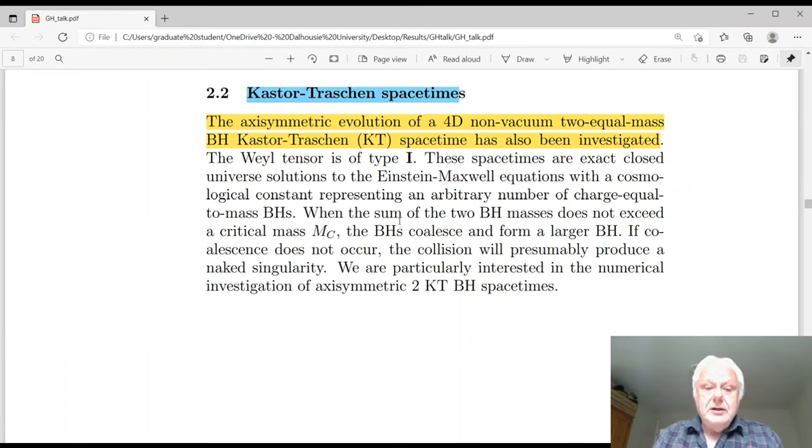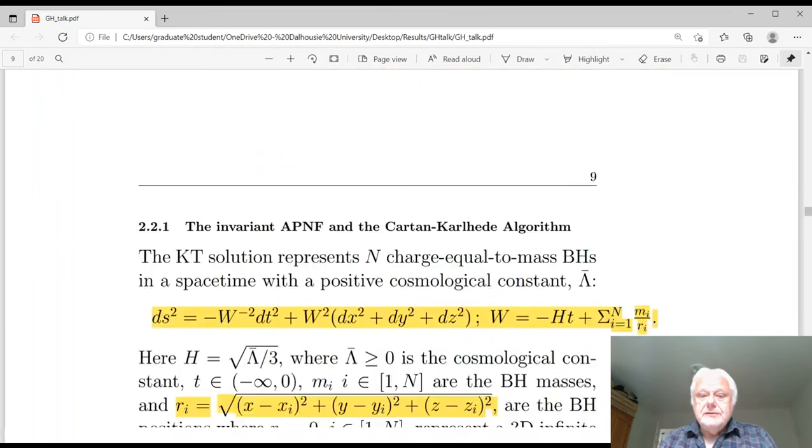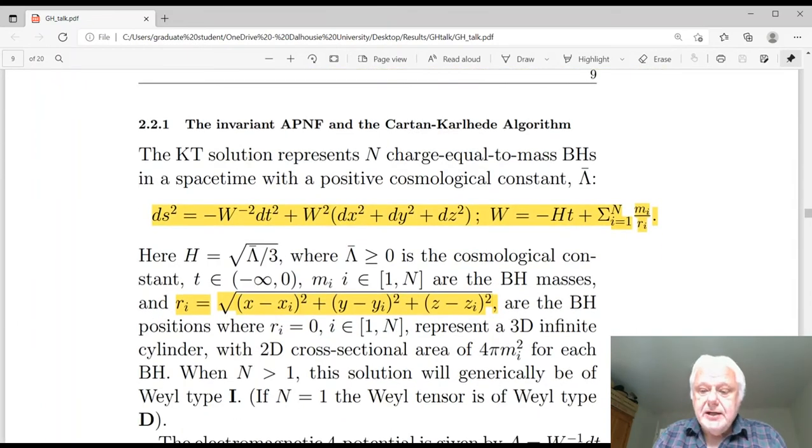In the non-subcritical case, they actually don't coalesce. So this can be used for analytical calculations and an illustration of the method.